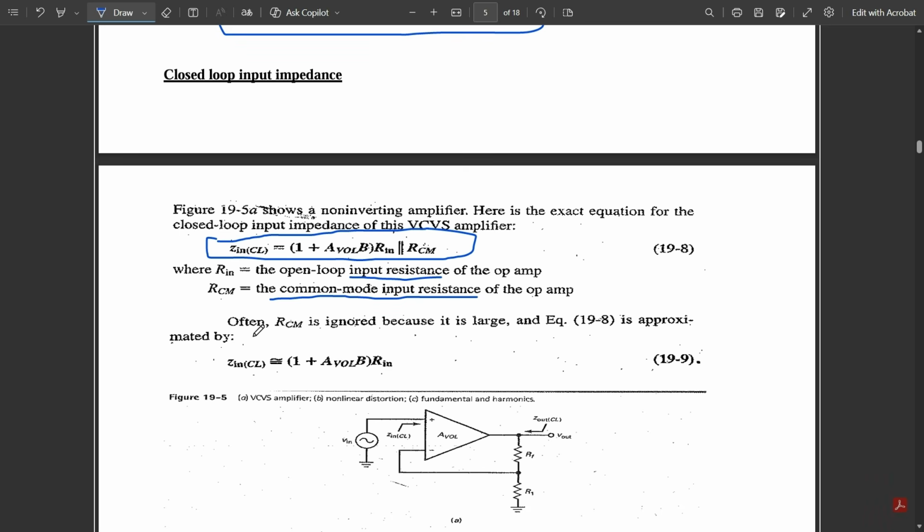In other words, RCM is often ignored because it is large. The value of RCM is initially a large value, so that's why it can be ignored.